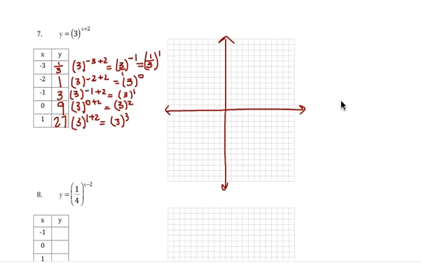And let's plot our points. Negative 3, and then 1/3 would just be a little ways up. It's tight. It's kind of hard. You'll just do your best. Negative 2, 1. Negative 1, 3. 0, 9.